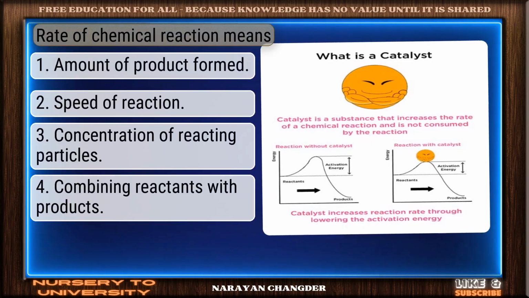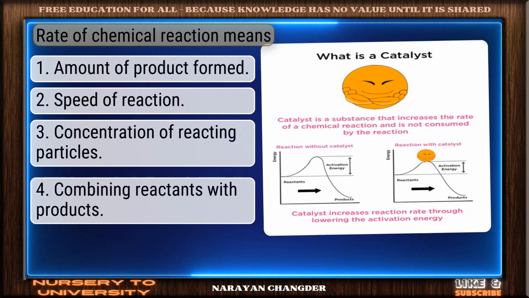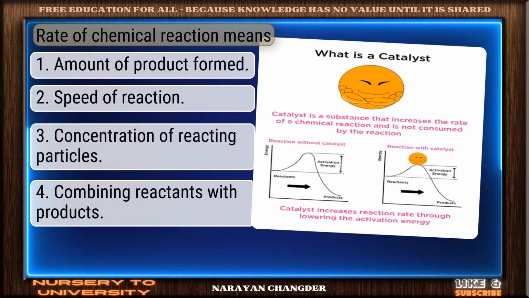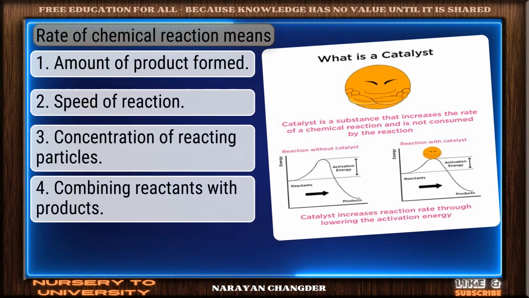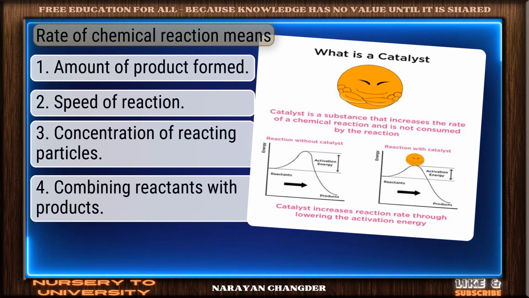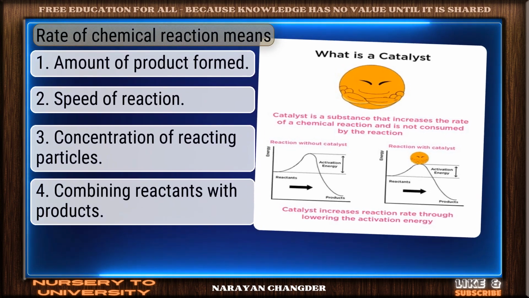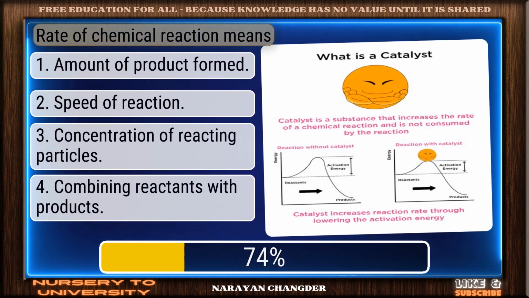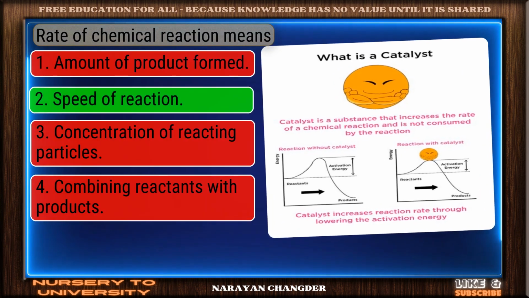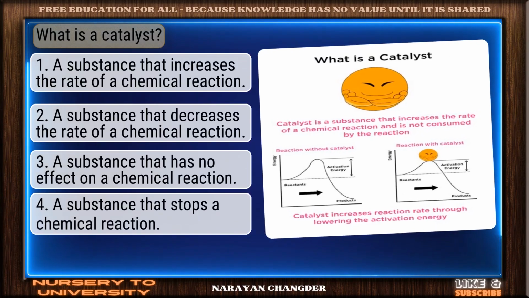Rate of chemical reaction means Option 1, amount of product formed. Option 2, speed of reaction. Option 3, concentration of reacting particles. Option 4, combining reactants with products. Nice, speed of reaction. What is a catalyst?